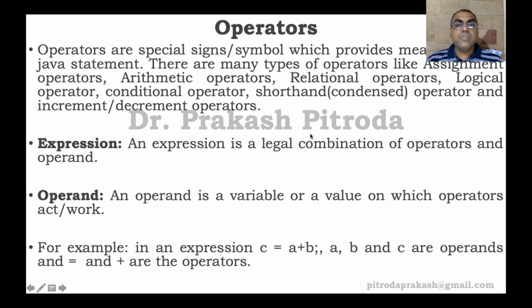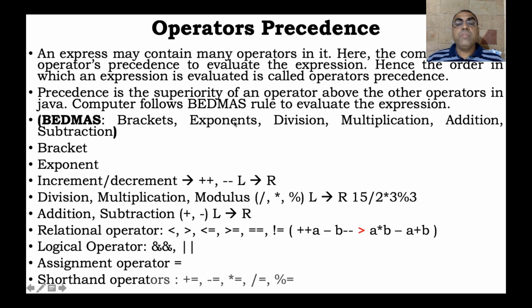We have seen that in operators also there are different types of operators. They are special signs or symbols. They help you to provide meaning to the Java compiler. We have seen assignment operators, arithmetic operators, relational operators, logical operators. We have also seen increment, decrement and shorthand operators. What is left out is now the conditional operator. Alright, so let us get into understanding of the first thing what we have learned already, and that takes us to understand the operator precedence.